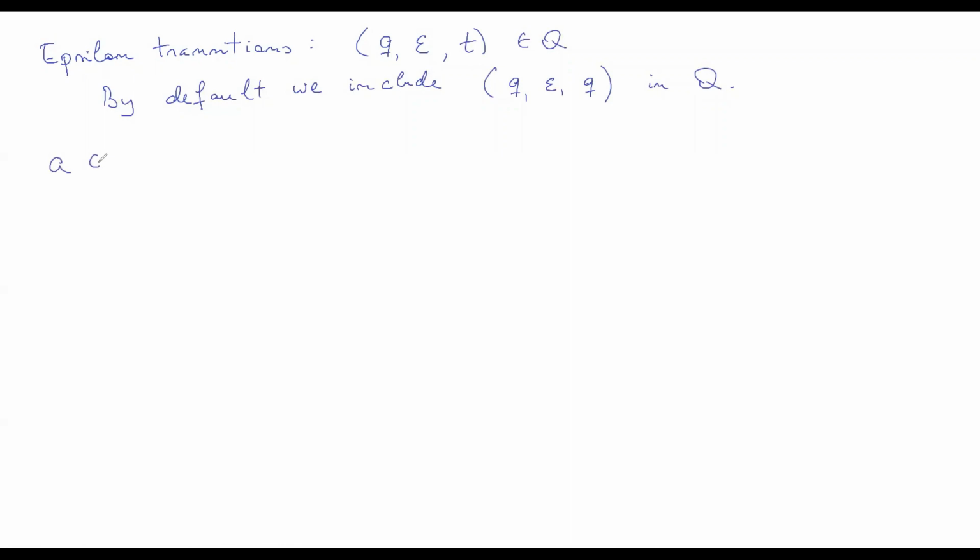And for a letter A in sigma, we have the notion of A transitions. And these are obviously transitions where you have letter A on the second component. So all these transitions that are telling you with letter A you go from this state to that state, they are called A transitions.